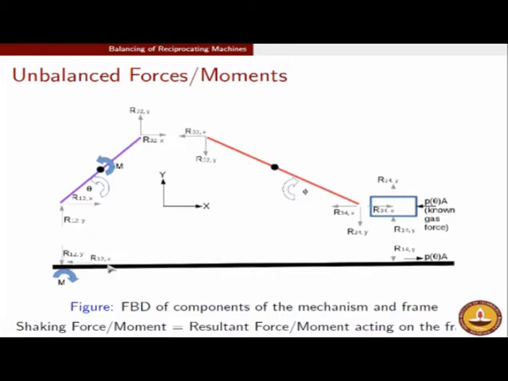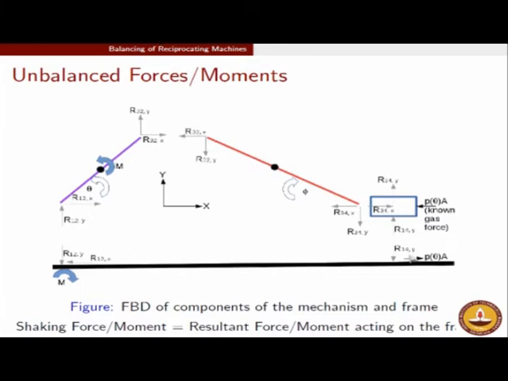Similarly, there is a moment which is given by the external system to the crank. That external system is nothing but the frame. So if M is the moment offered by the external system to the crank, there is an equal and opposite moment hitting the frame back, because that is an action-reaction pair. So the frame will get back this external moment.